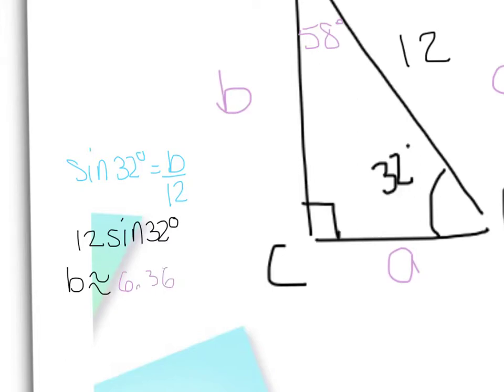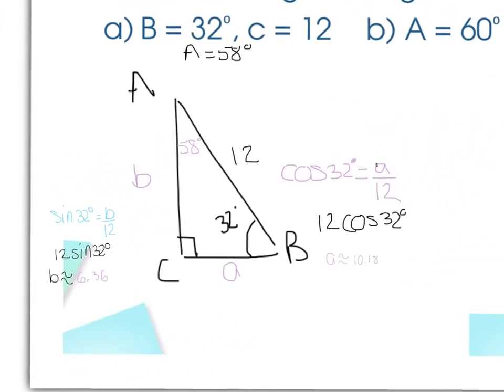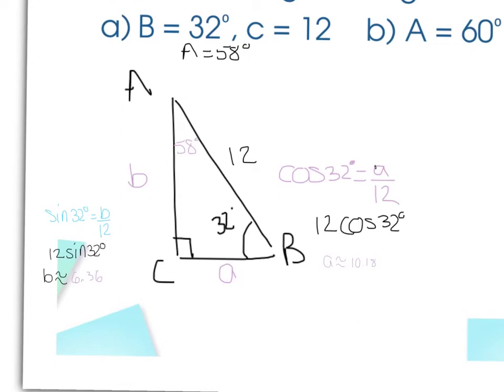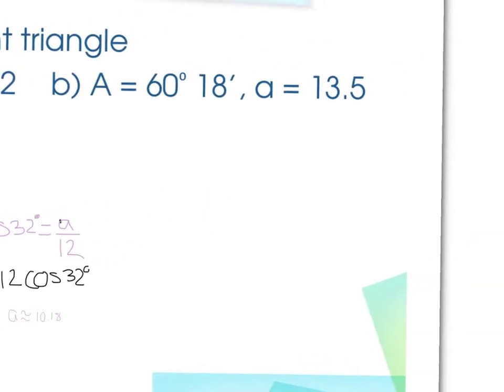So that's how we solve for a triangle. We find all the missing angles and any missing sides. So let's try B.